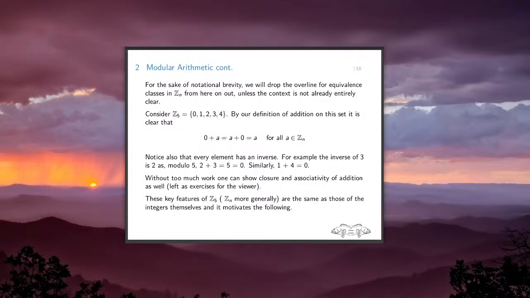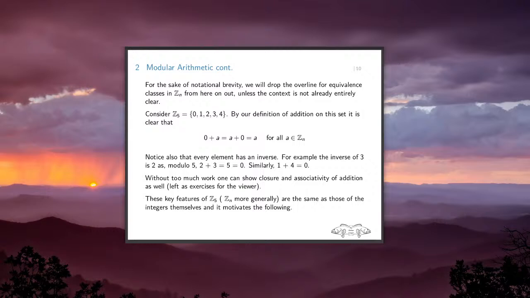And then it's not hard to believe those last little bits, showing closure of this addition. You're never going to get out of modulo 5, right? There's no way you can add two things modulo 5 and somehow get something modulo 12. It doesn't work that way, so that's fine. Associativity you should show, but again, that's going back to that well-definedness business that we'll handle later.